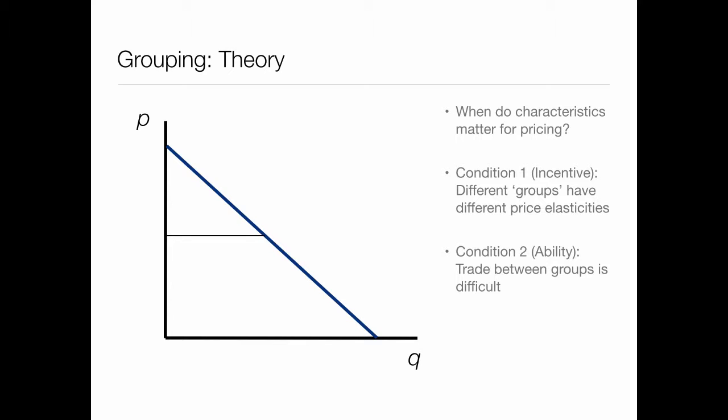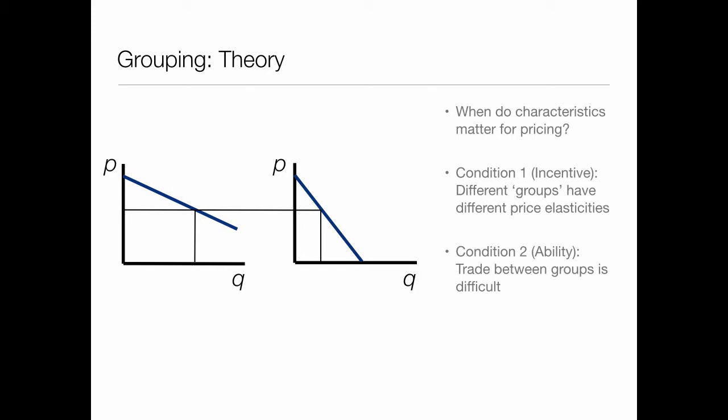To see how grouping works, consider a normal demand curve like this, where you could send a single price to all consumers. Under grouping, we separate out the consumers into two different groups. If we could set the same price to both of those groups, which would be a situation like this, but in actuality, what we want to do is set a higher price for the group that is less price sensitive. That's the group on the right.